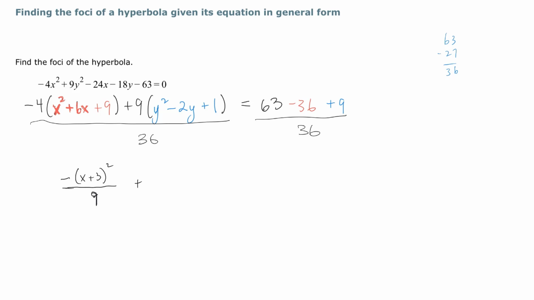And then we have plus (y minus 1) quantity squared divided by 4 is now equal to 1. That's not quite a standard form. We're going to put the (y minus 1) quantity squared first, and then 4 plus what? Nope, not plus. It's a hyperbola. We have to make sure you put it in standard form so that you recognize that it is indeed a hyperbola.